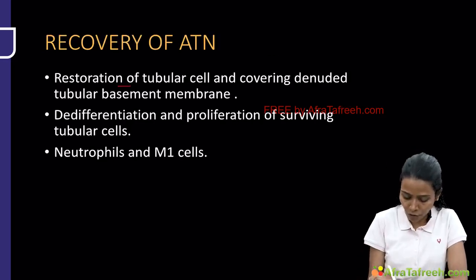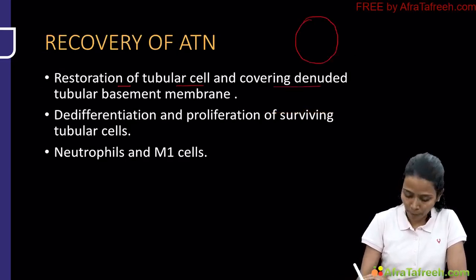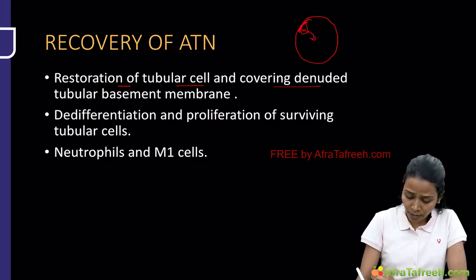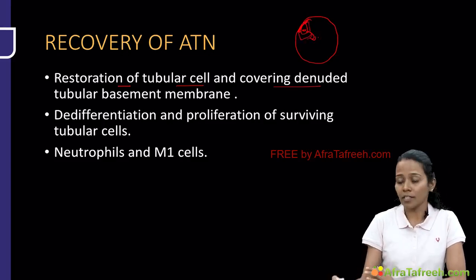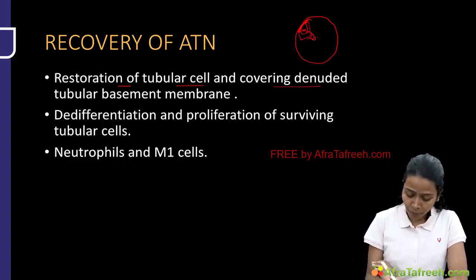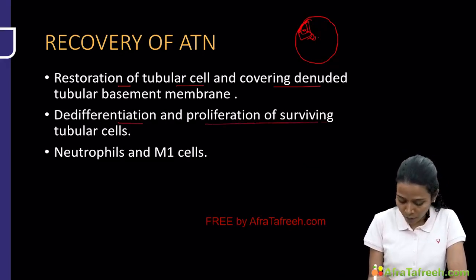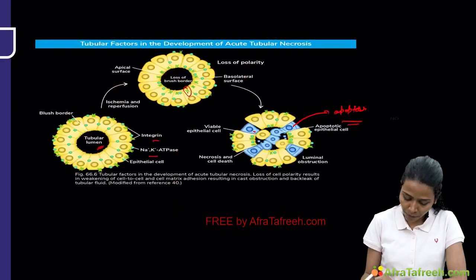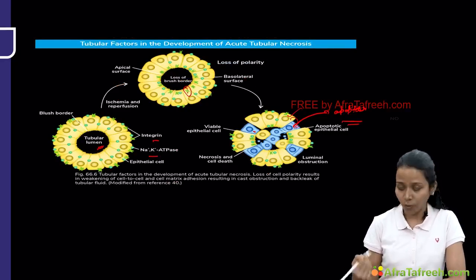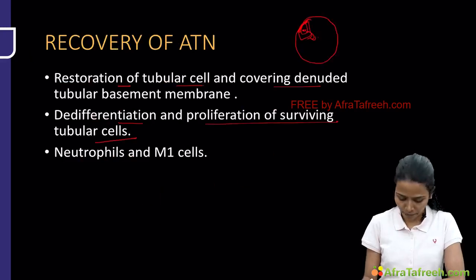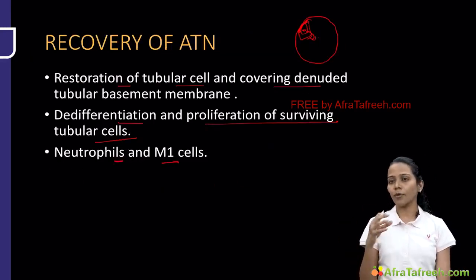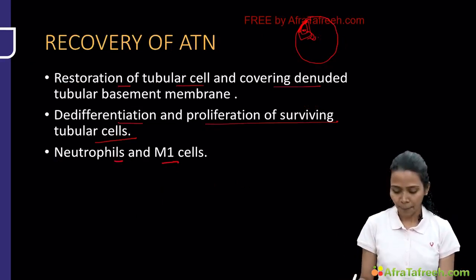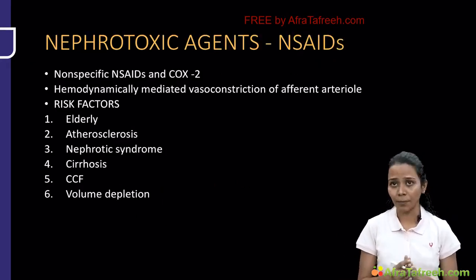Now, how does recovery happen? Recovery can happen by restoration of the tubular cell and covering the denuded tubular basement membrane. So, if this is a tubular basement membrane, some cells are apoptotic, right? So, these will fall into the tubule. By restoring this denuded epithelium, with cells forming here, we are going to restore the tubule. This happens by dedifferentiation and proliferation of the surviving tubular cells. Here in this picture, we saw that some tubular cells are surviving, right? So, these will dedifferentiate and proliferate into new cells. That is how restoration is going to happen. And we know that neutrophils and monocytes are going to come to this area, and they also can help in restoration.